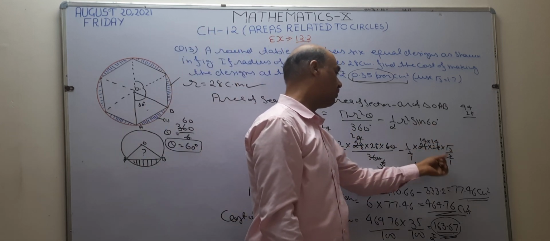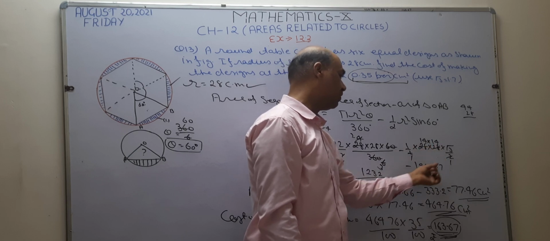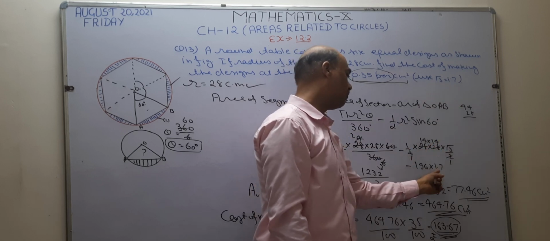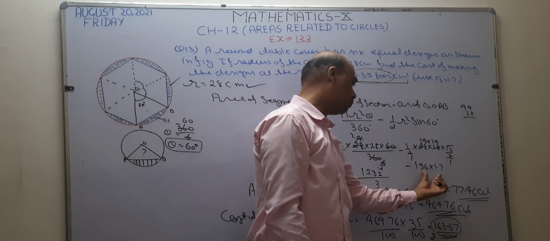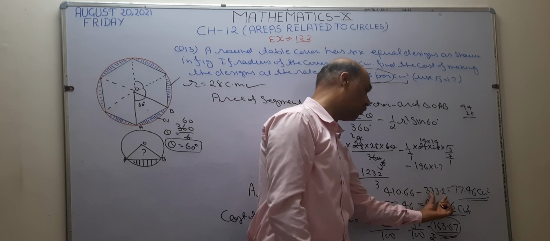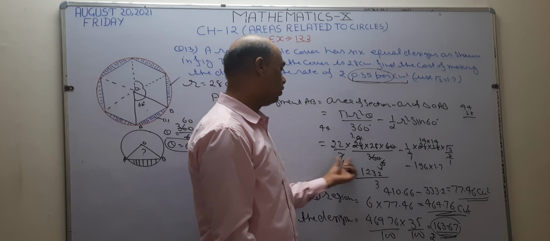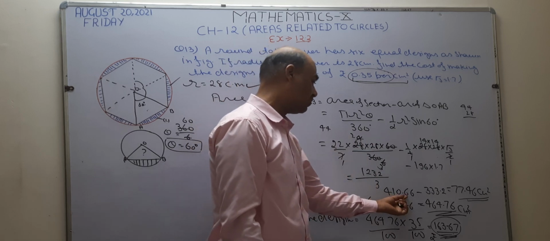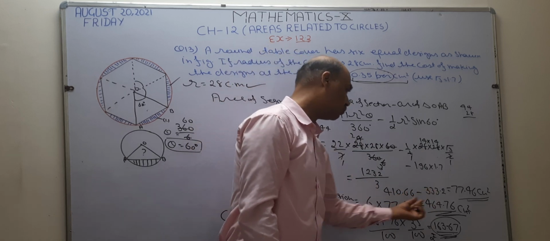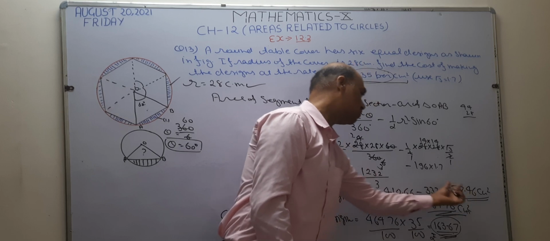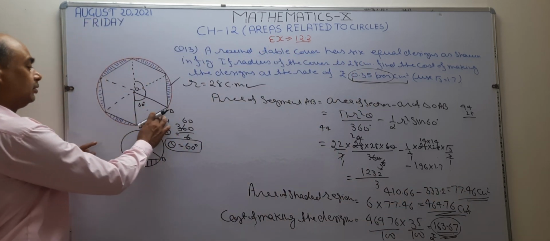Now cancel this, 14 into 14 becomes 196. Value of root 3 is given as 1.7. When you multiply these two, the answer becomes 333.2. Okay, now the calculation of this part becomes 410.66. When you subtract this value from this, the answer becomes 77.46. This is the area of the first region, one segment.